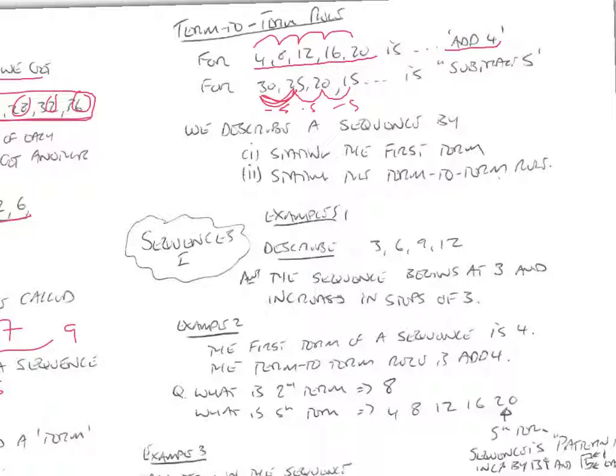Okay? And if we're describing a sequence, we describe it by stating the first term in the sequence and then the term-to-term rule. So for example, look at this sequence here, 3, 6, 9, 12. The sequence begins at 3 and increases in steps of 3.